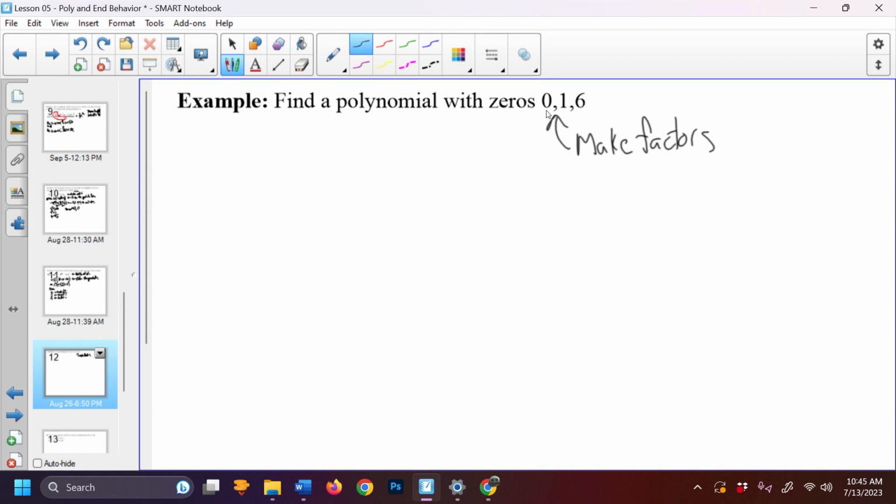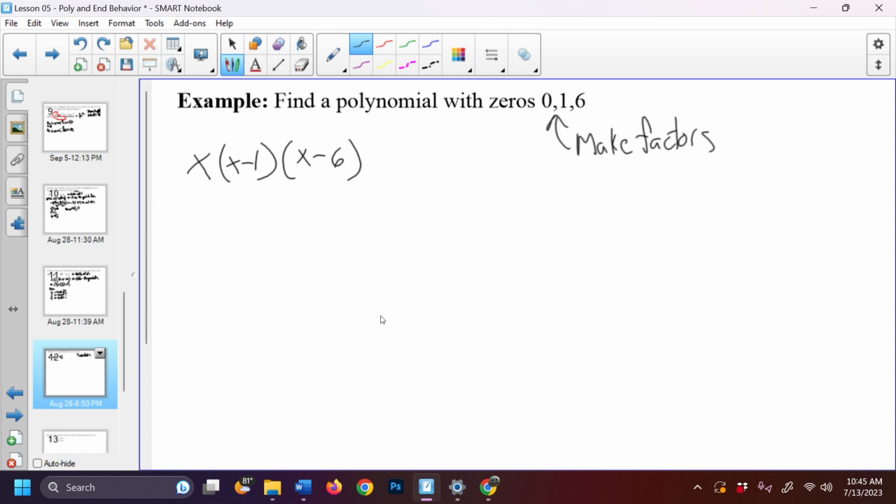So if you have the 0 as one of your zeros, this is one that's so easy that it often confuses students. And in general, it's just going to be x minus whatever number is there. Well, x minus 0 is just x. The next one will be x minus 1. And then the one after that will be x minus 6. And all we're going to do is multiply.